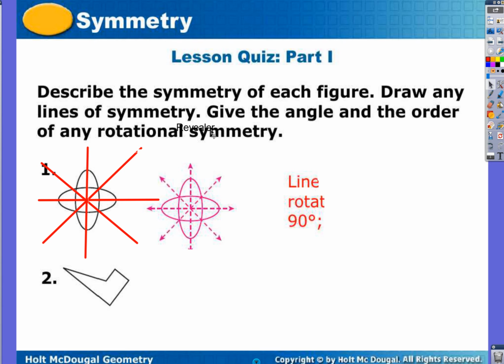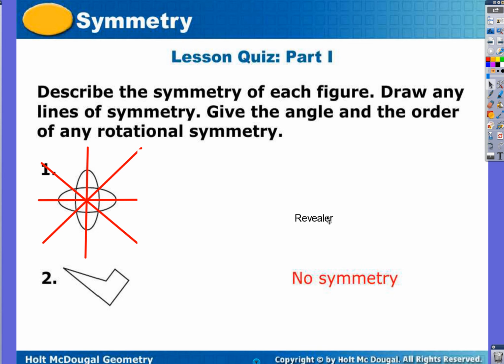Ooh, that's an ugly one there. That second one. Does it look like we have line symmetry? No. It doesn't look like it. And rotational? No. Doesn't look like it either. And there's no symmetry there at all.